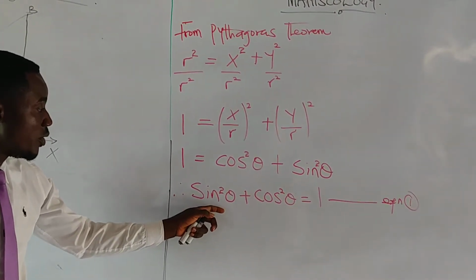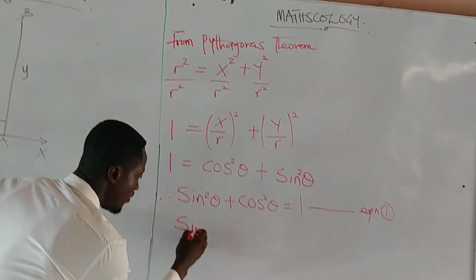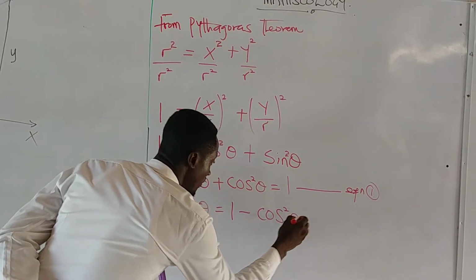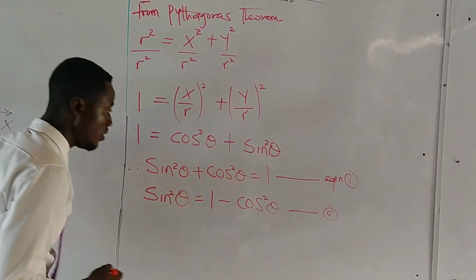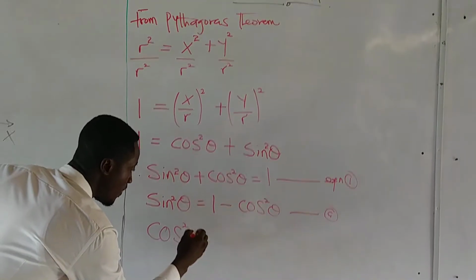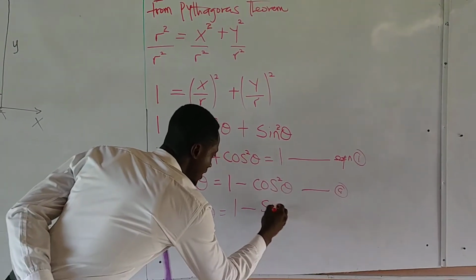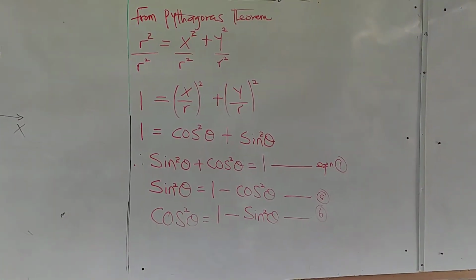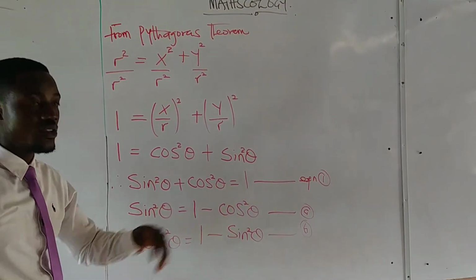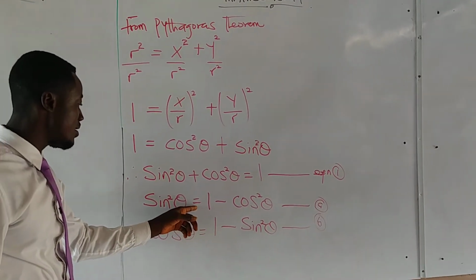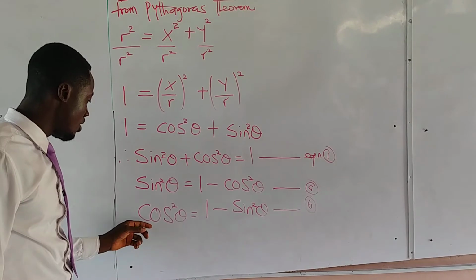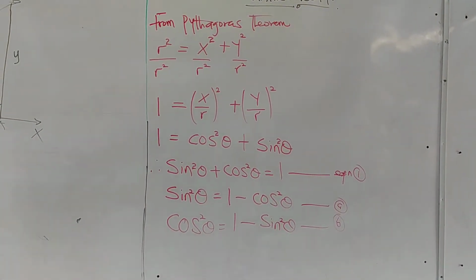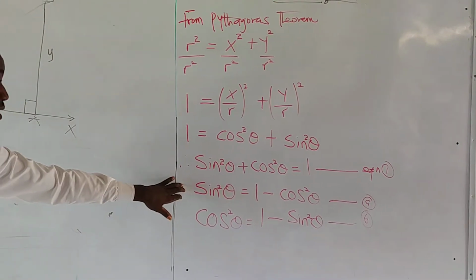So from the first identity, from equation 1, we can say that sine theta squared will be equal to 1 minus cos theta squared. This is A. And cos theta squared will be equal to 1 minus sine theta squared. B. So the first identity is that sine theta squared plus cos theta squared should give you 1. Sine theta squared is the same as 1 minus cos theta squared. Cos theta squared is equal to 1 minus sine theta squared. Take note. We'll be working with these identities.